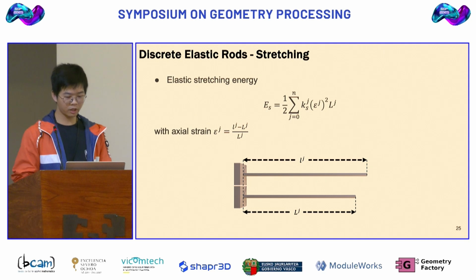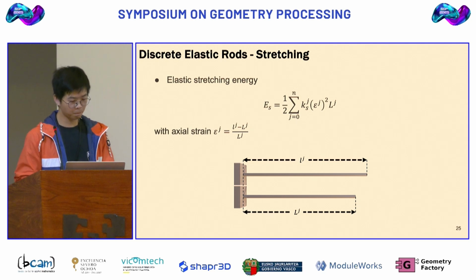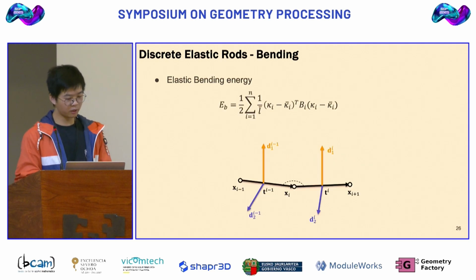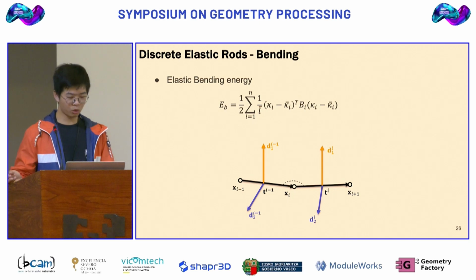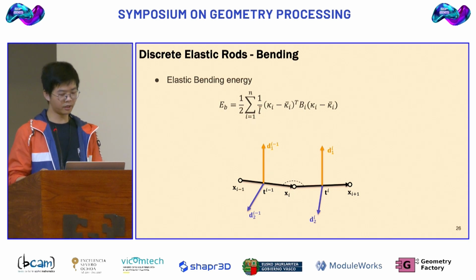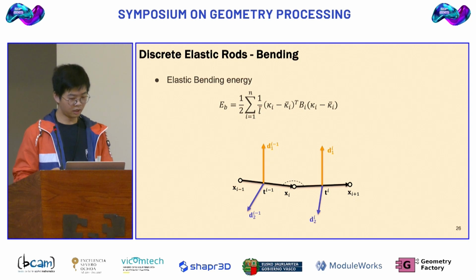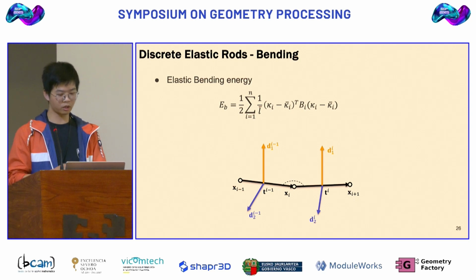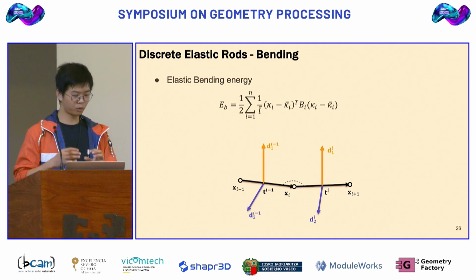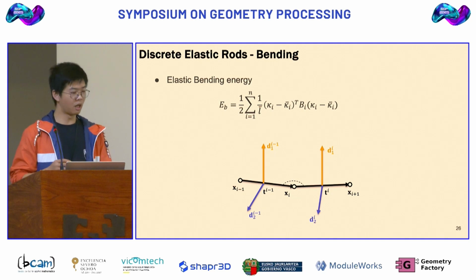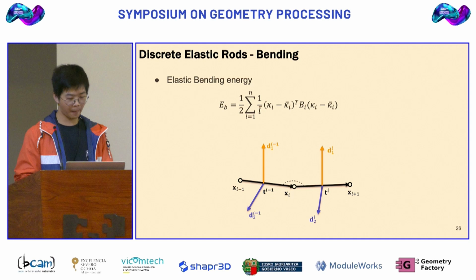The stretching energy is simply given by the quadratic term of the axial strain, as shown here. And for the bending, similar to the stretching, we basically measure the difference in bending between the rest and the deformed states. And here, this kappa is the material curvature, which measures how much two sequential edges bend in 3D.